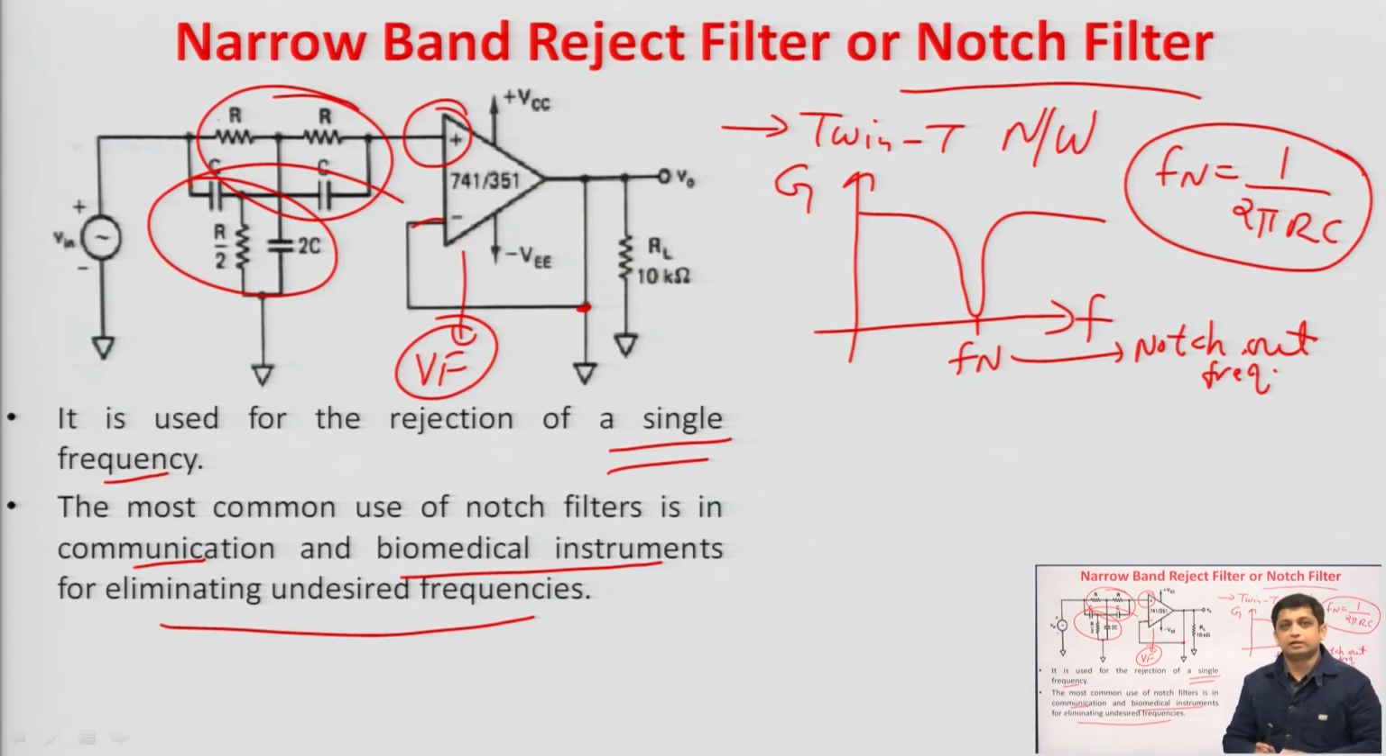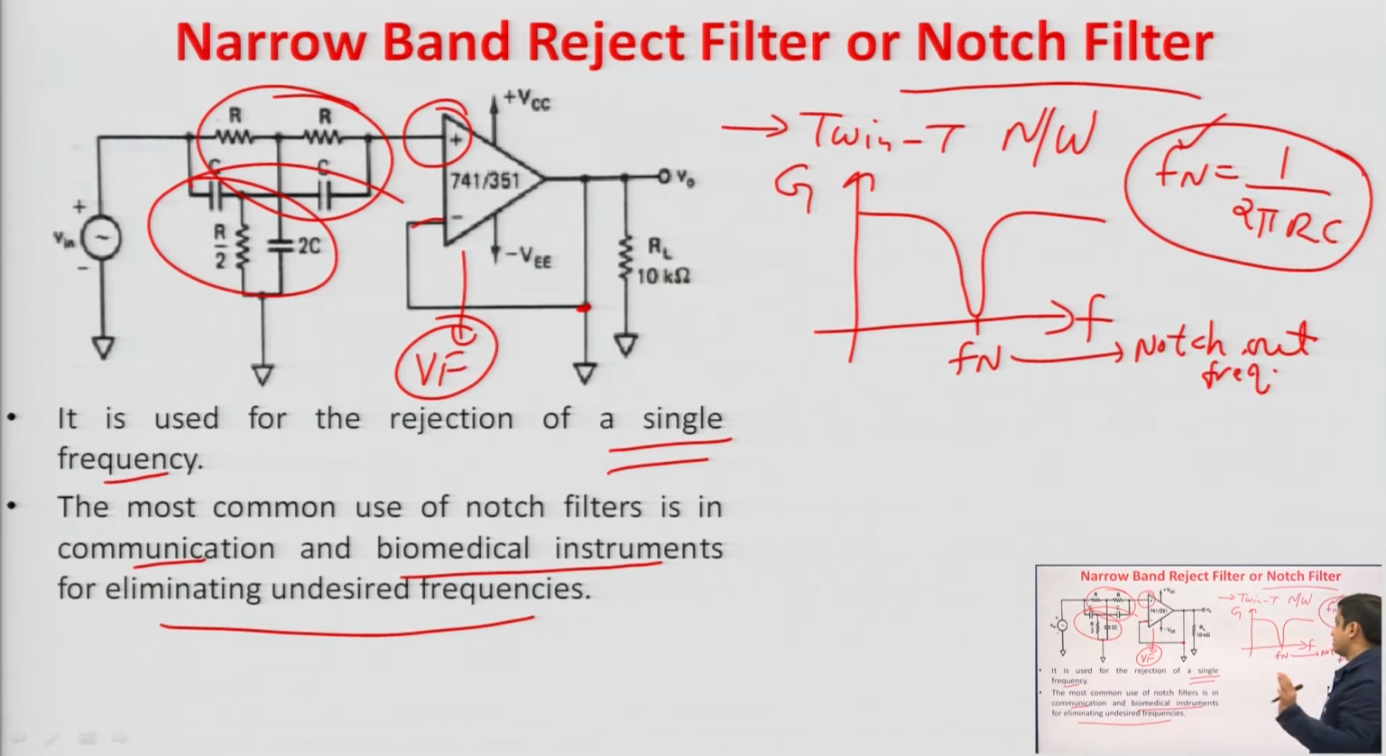So, it means that if we want to reject a 50 hertz signal or 100 hertz signal, right, then that 100 hertz signal is your notch out frequency Fn. So, Fn is given, which frequency we have to remove, it is given. Now, we have to find out the value of R and C just to reject this Fn frequency.